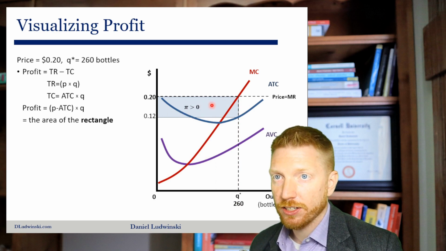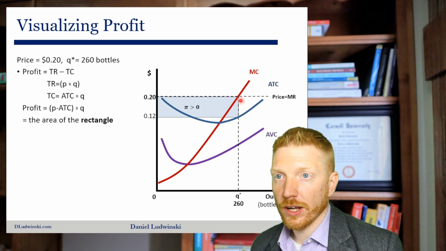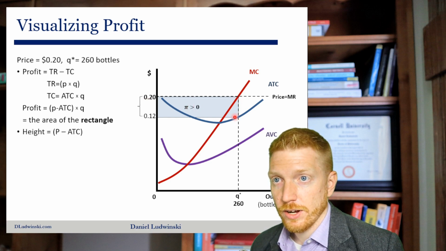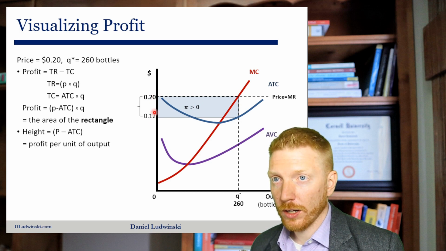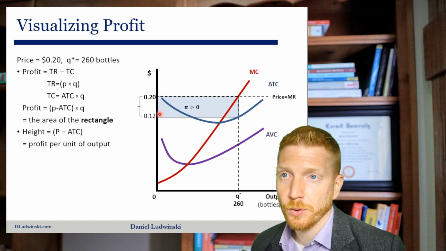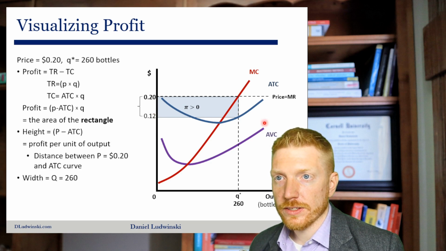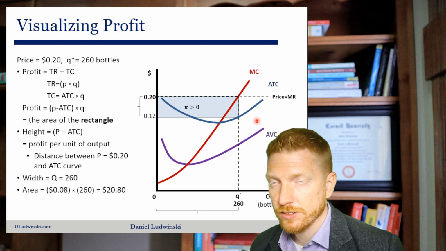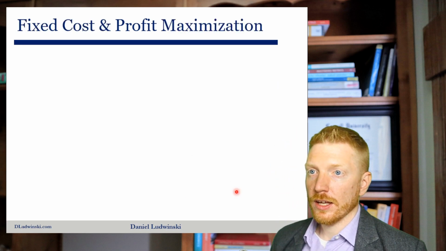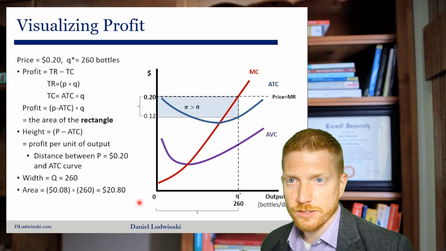So graphically, our profit is going to be this area up here, like this blue rectangle. And we can see that it's a positive profit because price is greater than average total cost. In fact, our profit is going to be the difference between price and average total cost times quantity. So it's this rectangle with a height of 20 minus 12 cents. That's our profit per unit, the height of our rectangle, and the width is the quantity, or 260. So in this example, the area is this 8-cent difference times the 260 units, and that's $20.80 per day.